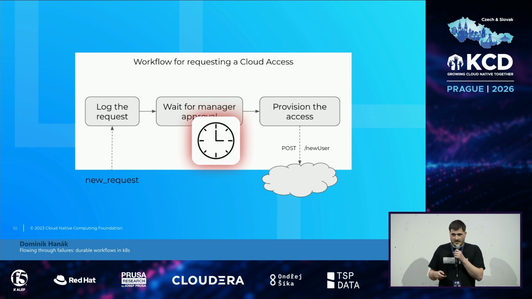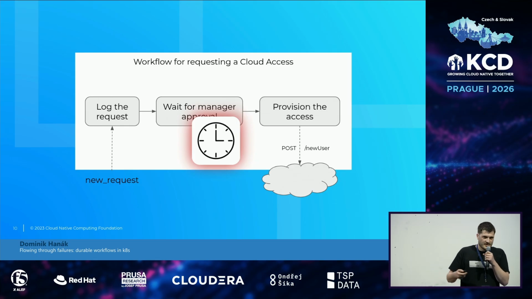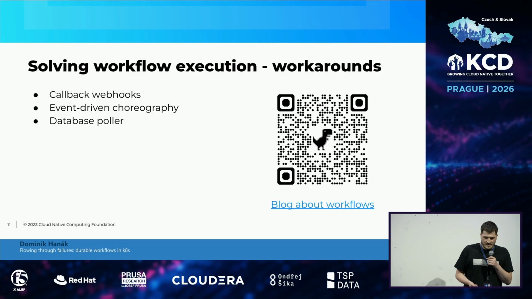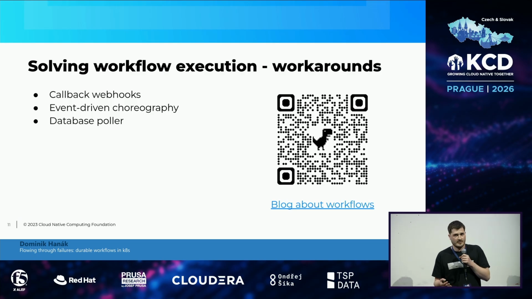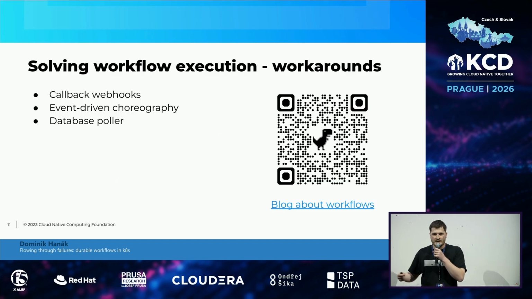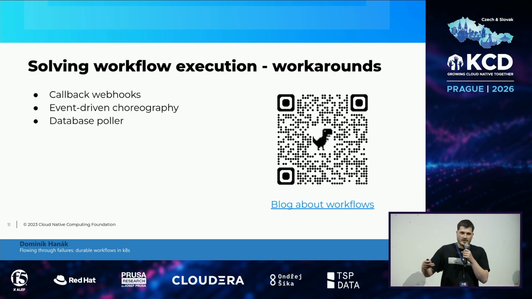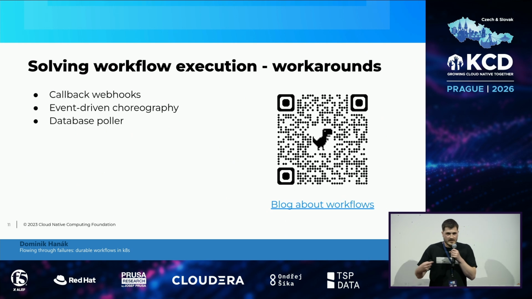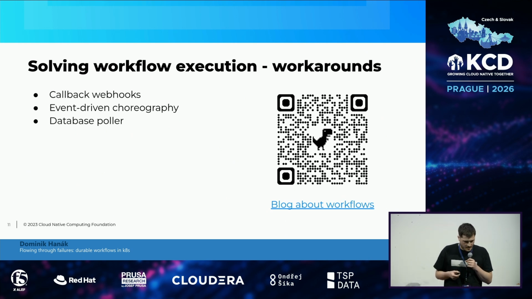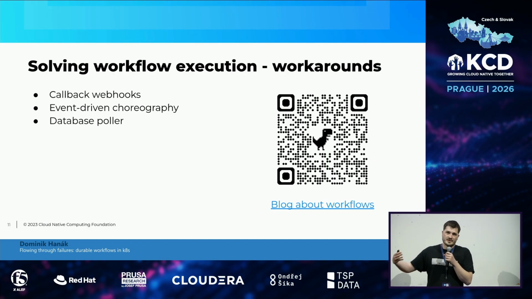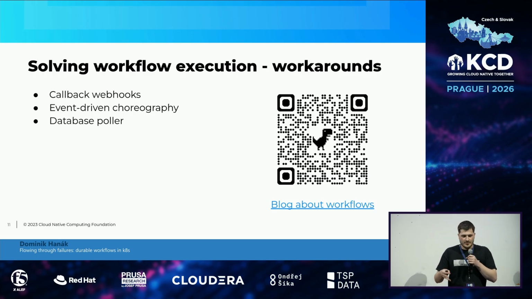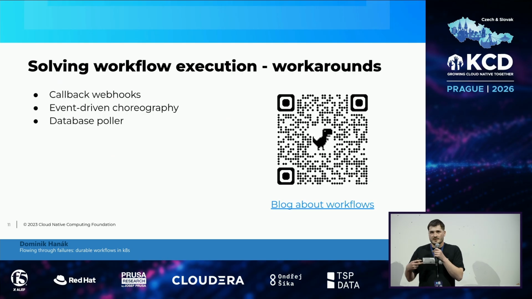So if you don't know any engine, or you don't know that engines exist, you would start with some workarounds. You could deploy some callback webhooks, or some event-driven choreography where you had some brokers that will signal you that the manager finally approved, or some database poller that, when the database is updated, you can resume the workflow somehow, okay? But all of these are kind of workarounds, because you would need to manually manage the state of the workflow. So you are tangling the infrastructure routing, like cron jobs or database polling, directly with your business logic, which is not ideal, right?